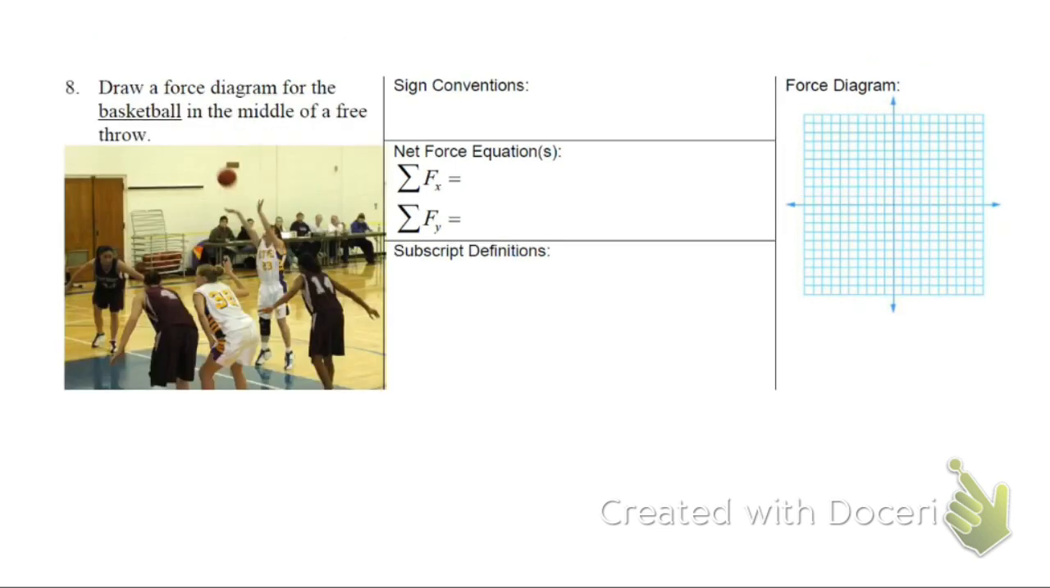Basketball at the highest point. So your system is going to be this guy right there. That's just going to be the force of gravity. Force of gravity on the basketball by the Earth. So we have a minus force of gravity happening in the y dimension. That's it. There might be a little bit of air resistance, but I wouldn't mention it.